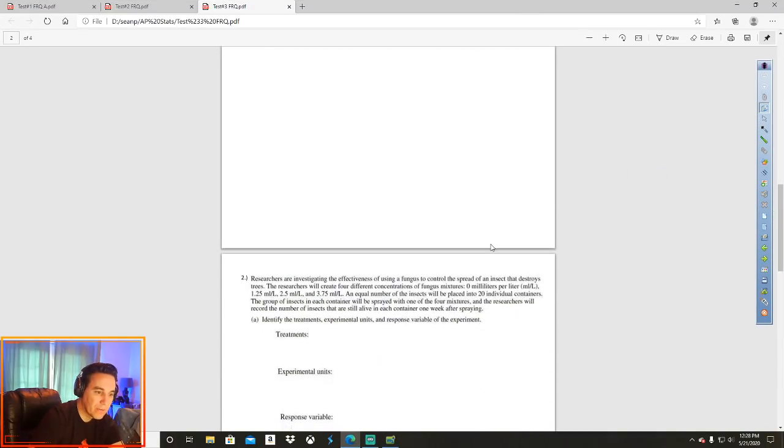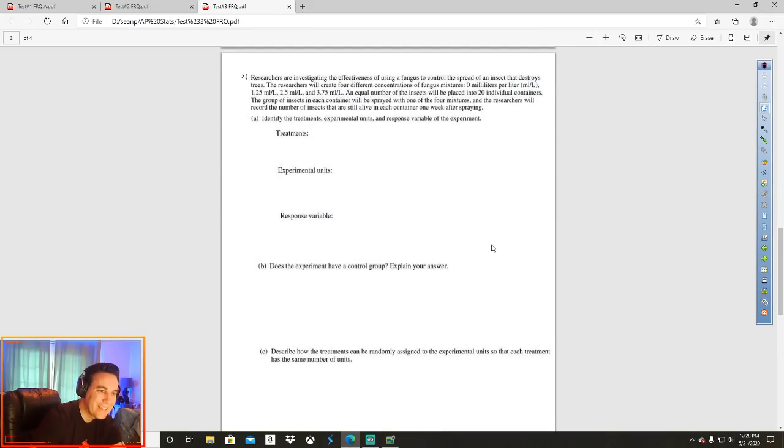So that was that one. That was about designing it. This one was identifying. So probably I think you're more likely to get a problem like this where you're just identifying. So they're investigating the effectiveness of a fungus to control the spread of an insect.